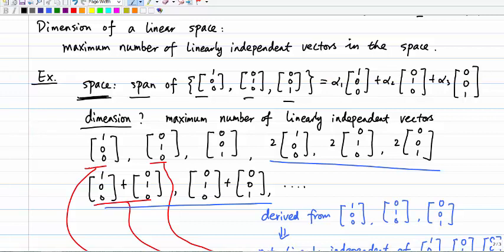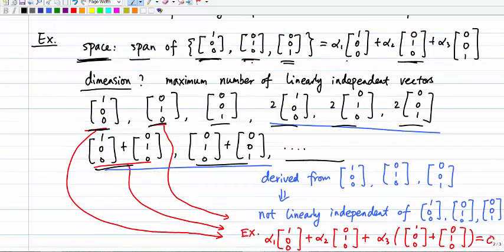For example, of course, I can say if alpha 1 is 1, alpha 2 is 0, alpha 3 is 0, these vectors should be part of the linear space. So they should be there. And I can also do twice of that, and it should also be a vector in the space. I can also do twice of each of these, and I can do the sum of the two. There are many vectors in the linear space. So you want to see the maximum number of linearly independent vectors among this huge amount of vectors in the linear space.